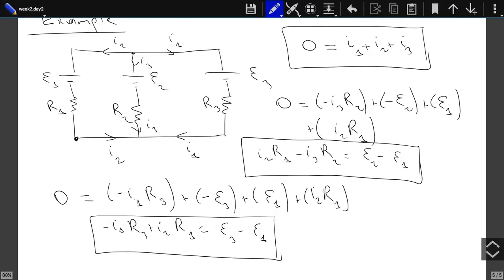Well, we have 3 unknowns, 3 equations. The rest is algebra. You can just solve for I1, I2, and I3 using all these 3 equations. And no matter how complicated your circuit can be, you can just apply exactly the same principles, and that would be enough to obtain all the currents in your wires. Any questions?